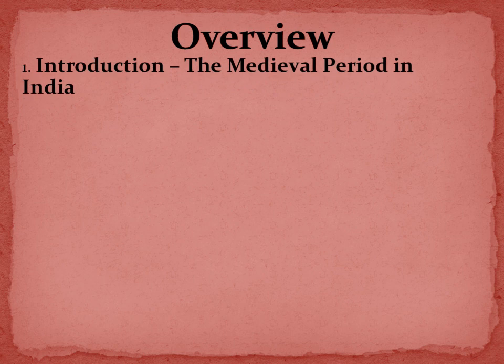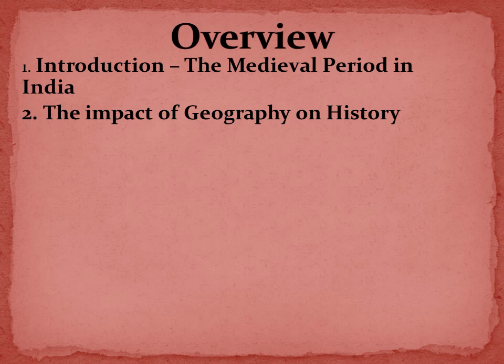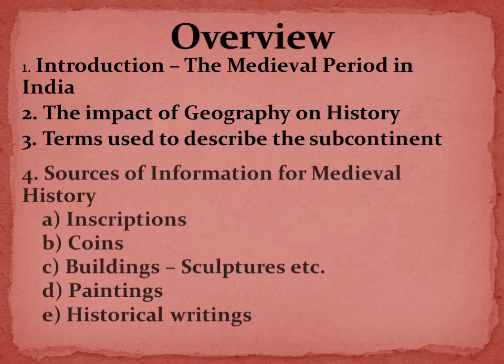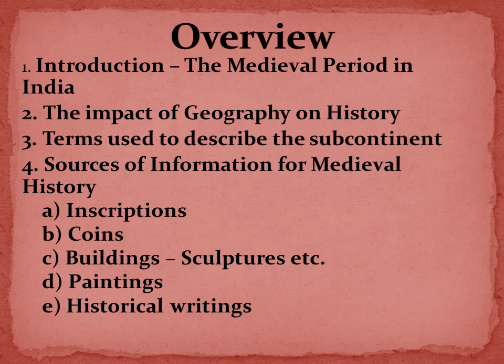In this chapter, we will discuss the following topics. So let's overview the topics. Number 1, introduction of the medieval period in India. Number 2, the impact of geography on history. Number 3, terms used to describe the subcontinent. Number 4, sources of information for medieval history. For example, inscriptions, coins, buildings, paintings, and historical writings.